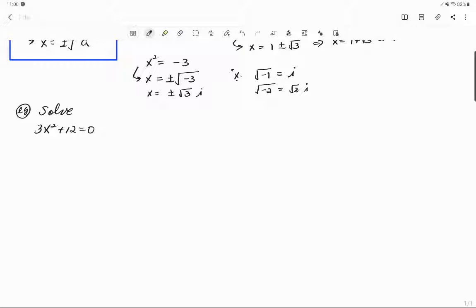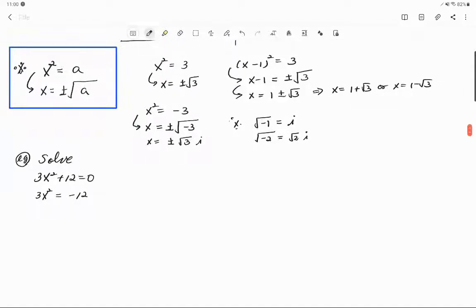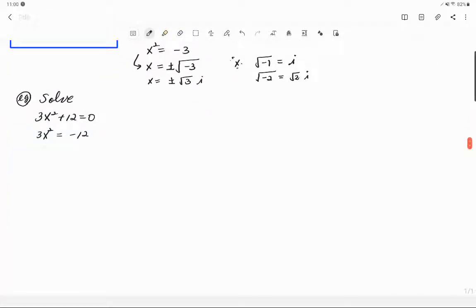Okay, solve 3x squared plus 12 equals 0. This equation has an x squared term, so let's leave the x squared term and move 12 to the right, so negative 12. In order to use the square root property, we can divide each side by 3, so that x squared is equal to negative 4.